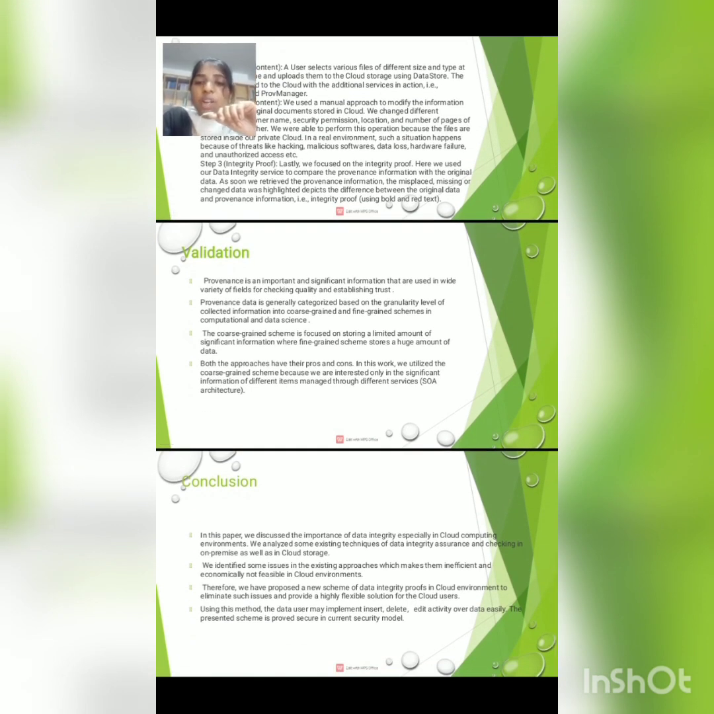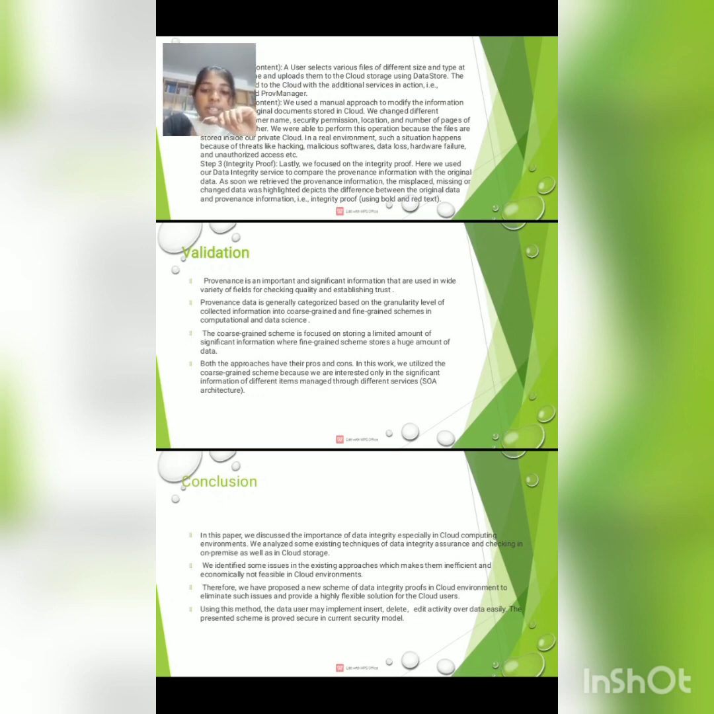Validation. Provenance is important and significant information that is used in a wide variety of fields for checking quality and establishing trust. The coarse-grained scheme is focused on storing a limited amount of significant information, while the fine-grained scheme stores a huge amount of data. Both approaches have their pros and cons. In this work, we utilize the coarse-grained schema because we are interested only in the significant information of different items managed in the SOA architecture.